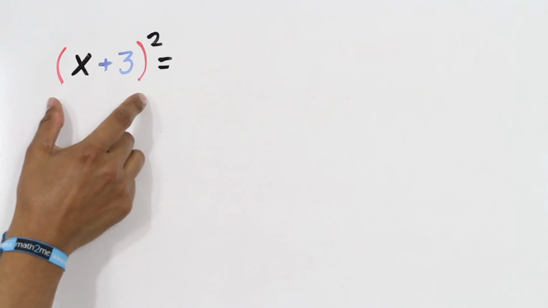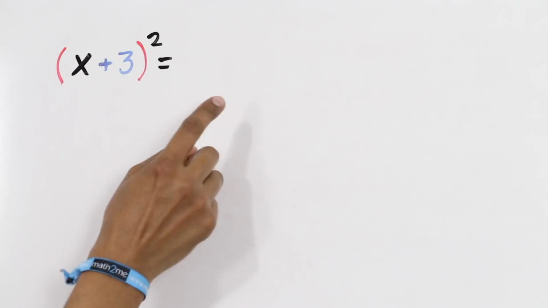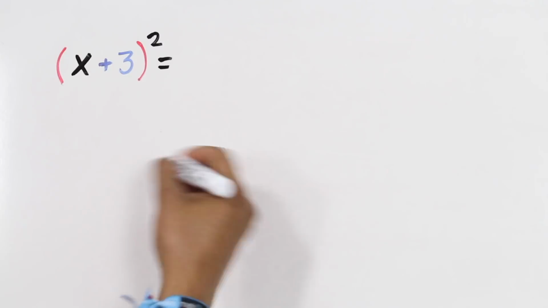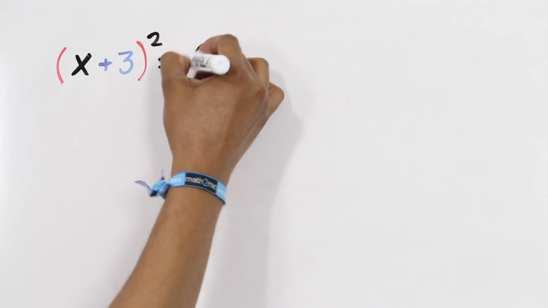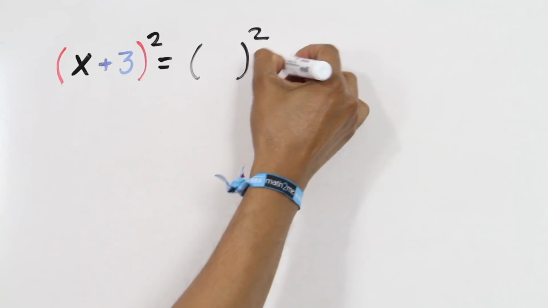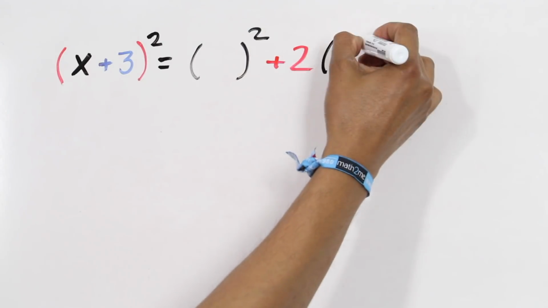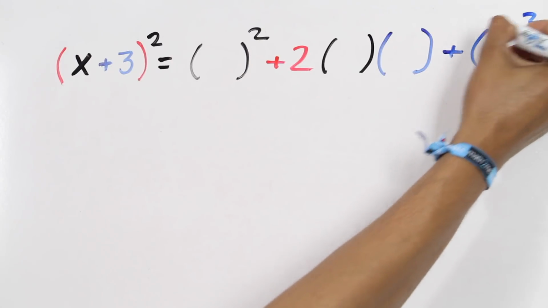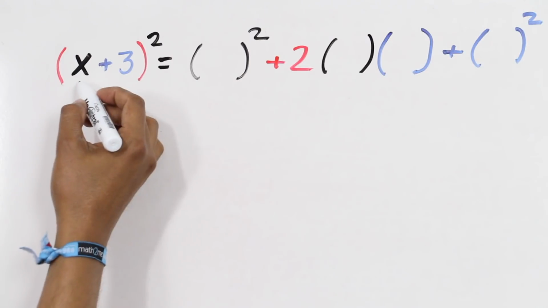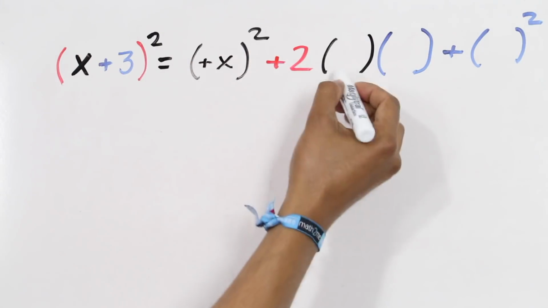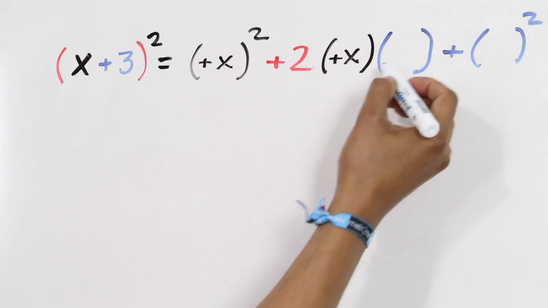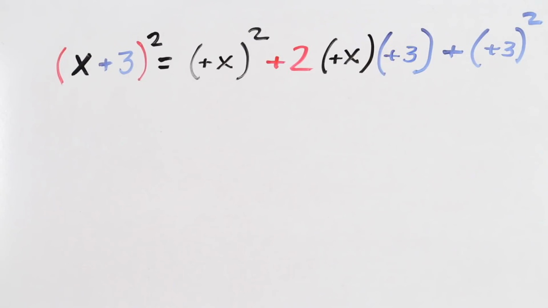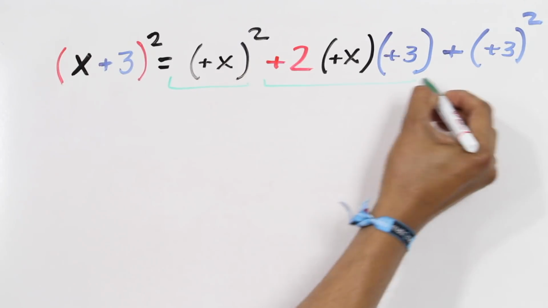Exercise number 1, squaring the next binomial. As you can see, the first term is plus x and the second term is plus 3. Then we need to remember the pattern, that is, square the first term plus twice the product of the first and second terms plus square the second term. Now substitute the terms. The first one is plus x, then we substitute again here, and the 2 empty spaces are for the second term, that is plus 3. It's very important to see that we have 3 terms.